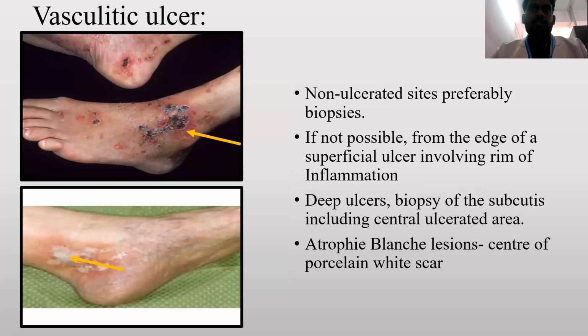In the case of a vasculitic ulcer, non-ulcerated sites are generally preferred for biopsies. If that is not possible, we can take it from the edge of a superficial ulcer involving the rim of inflammation. For deep ulcers, we should take a biopsy of the subcutaneous area, including the central ulcerated area. And for an atrophie blanche lesion, we should also take it from the center of the porcelain white scar.